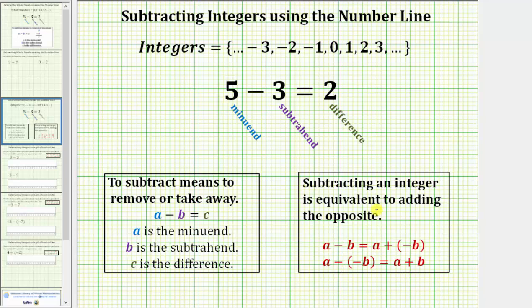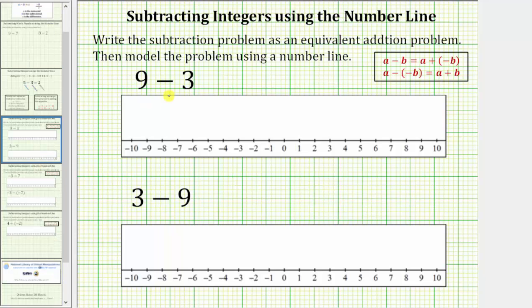We showed why this is true in the integer chip lesson. So for each subtraction problem, we will write the equivalent addition problem and then show the model on the number line. The model will be the same for the subtraction problem as well as the addition problem. We are first given 9 minus 3. Subtracting positive 3 is equivalent to adding negative 3. 9 minus 3 equals 9 plus negative 3.